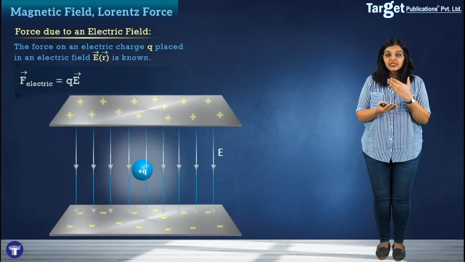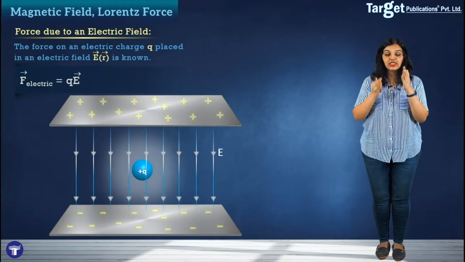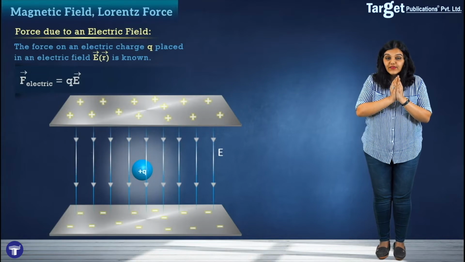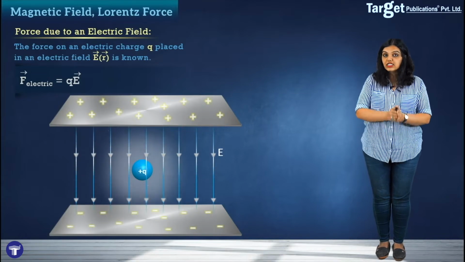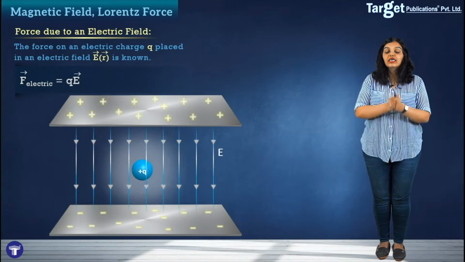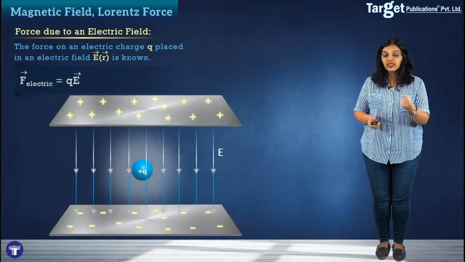And therefore, there is a straight relation between the force and the electric field. So the direction of the force is the same as the direction of the electric field. And this is a very simple equation that we have learnt about the force acting due to an electric field. Remember, this is the equation when you are placing a charge in an external electric field.